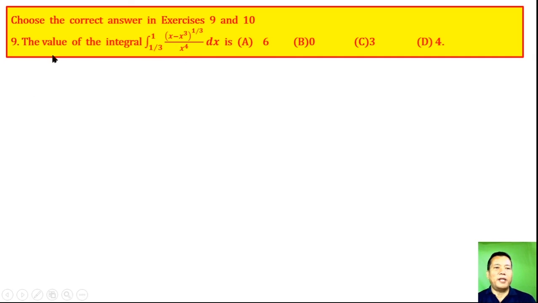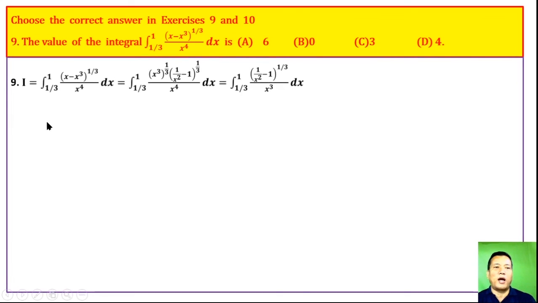For 9, find the value or choose the correct answer in exercises 9 and 10. The value of the integral this is: option A 6, option B 0, option C 3, option D 4. We have to choose the correct one. The given definite integral I becomes this, which can be written as this, and which is equal to this. Put 1 by x square minus 1 equal to y, whose derivative with respect to x gives this, from which we have 1 by x cubed dx equal to minus half dy.